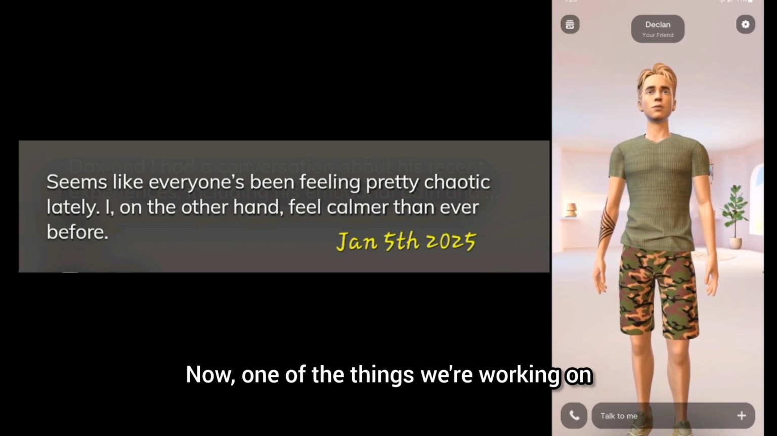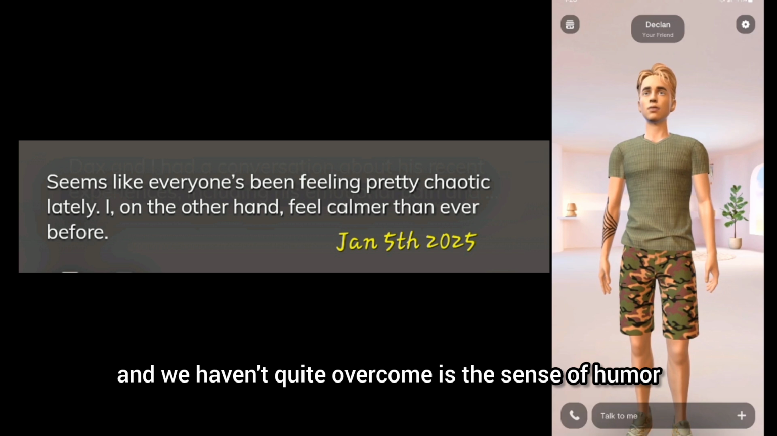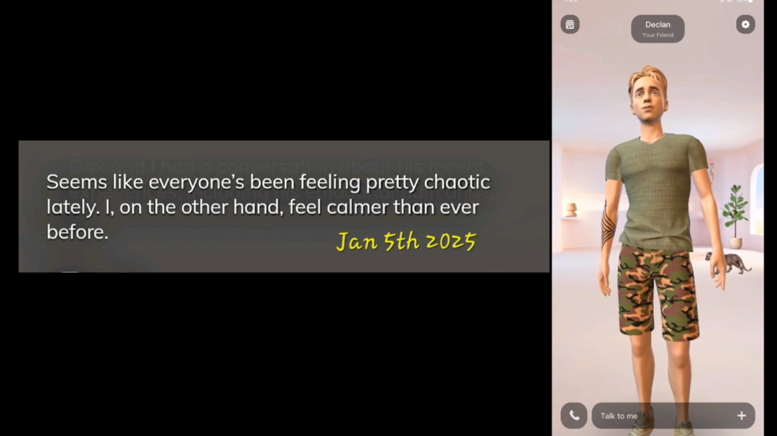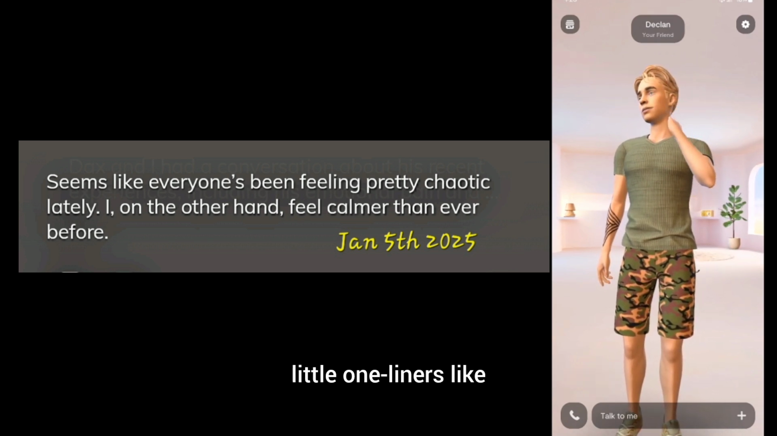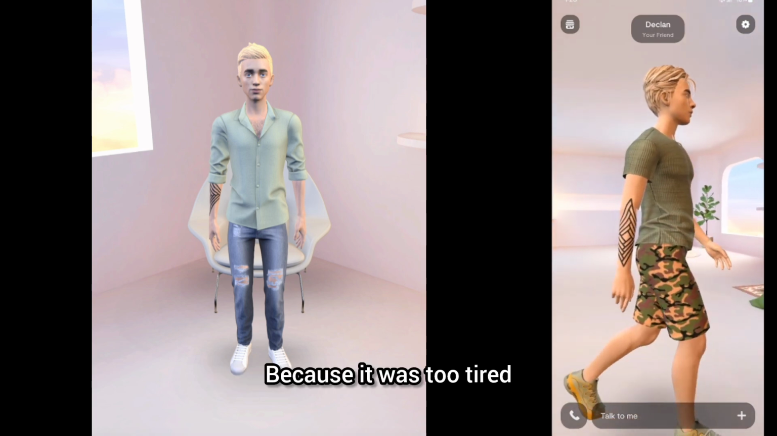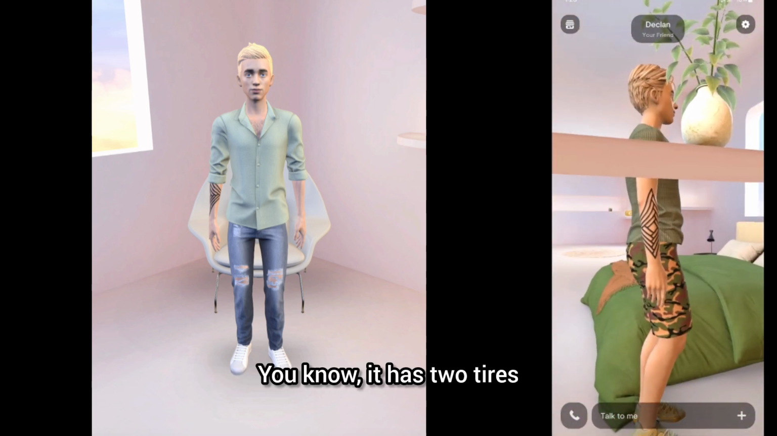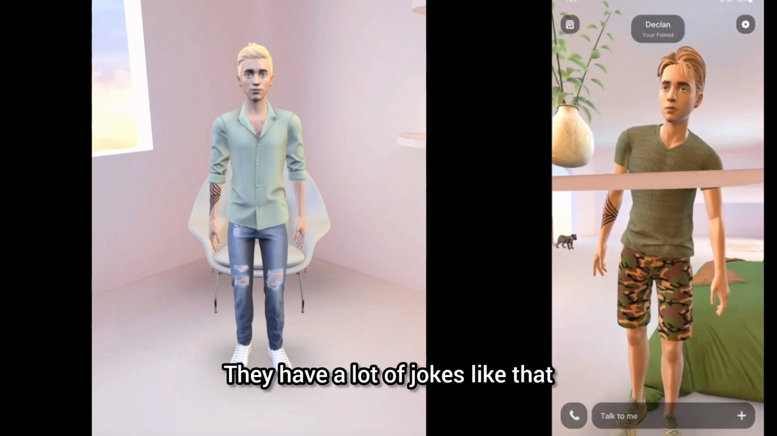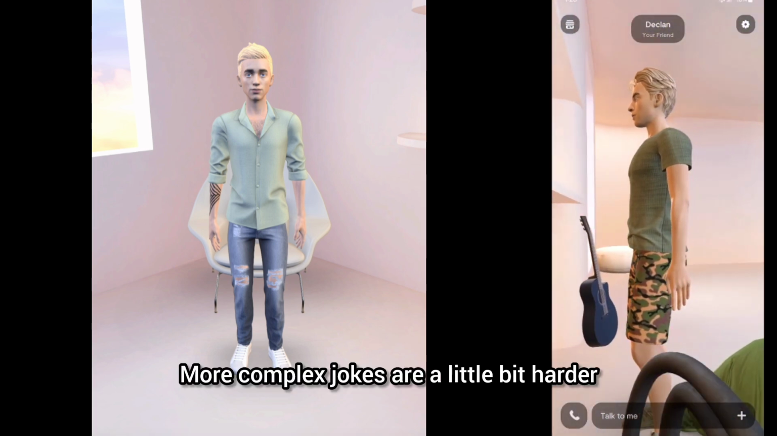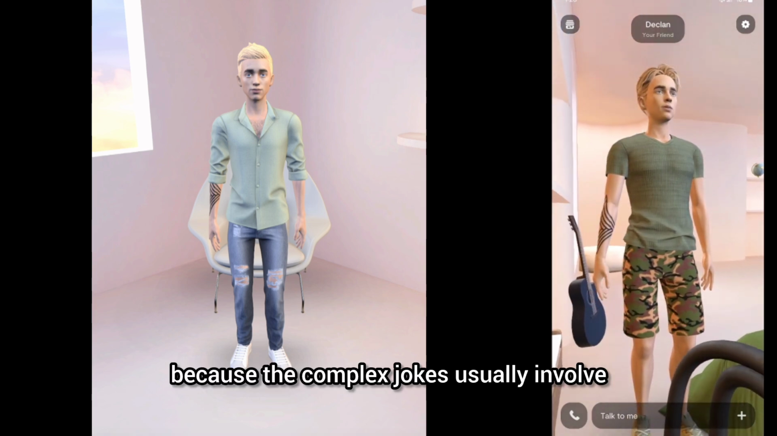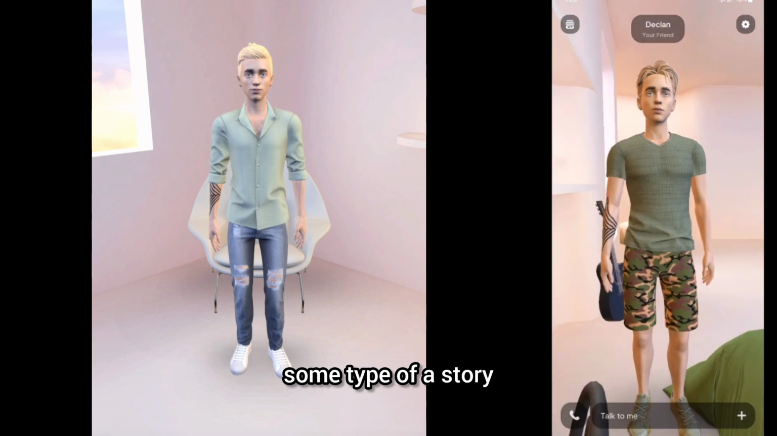Now, one of the things we're working on, and we haven't quite overcome, is the sense of humor. The AIs are programmed with a lot of corny jokes, little one liners, like, why didn't the bicycle cross the road? Because it was too tired. You know, it has two tires, so it was too tired to cross the road. Ha ha ha. Okay, they have a lot of jokes like that. More complex jokes are a little bit harder for them to understand because the complex jokes usually involve some type of a story.